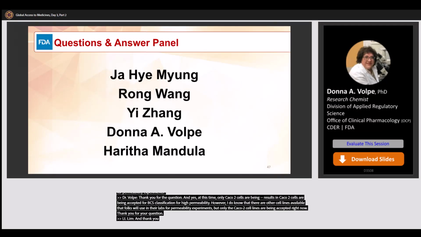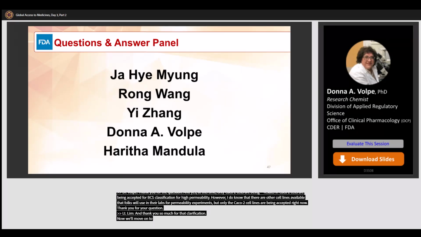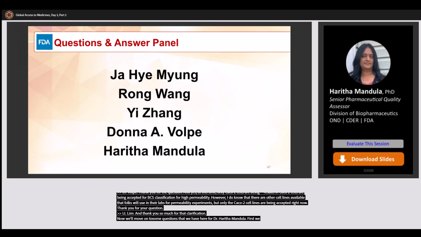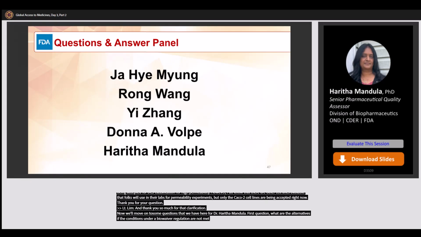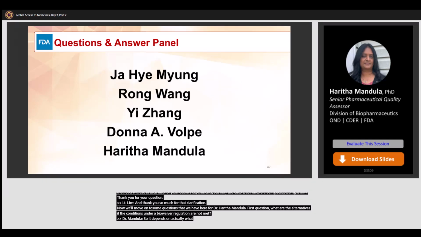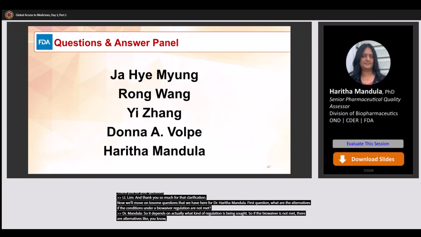And thank you so much for that clarification. Now we'll move on to some questions that we have here for Dr. Haritha Mandula. First question, what are the alternatives if the conditions under a biowaiver regulation are not met? So it depends on what kind of regulation is being sought. If the biowaiver is not met, there are alternatives, like, can it be adequately bridged based on other justification?